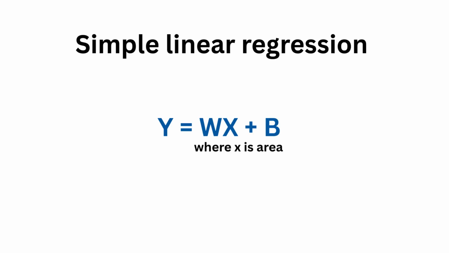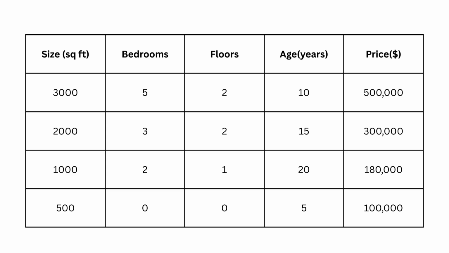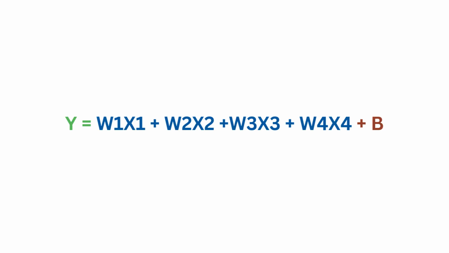Remember the simple linear regression formula? Y equal to W times X plus B, where X was a single feature like area. But now we have 4 features, so we will call them X1, X2, X3, and X4. The price still remains Y. So in multiple linear regression, our equation becomes y equal w1x1 plus w2x2 plus w3x3 plus w4x4 plus b, where w1 to w4 are their weights. And yes, just like before, we will use gradient descent to find the best values of w1 to w4 and b that minimizes the cost.